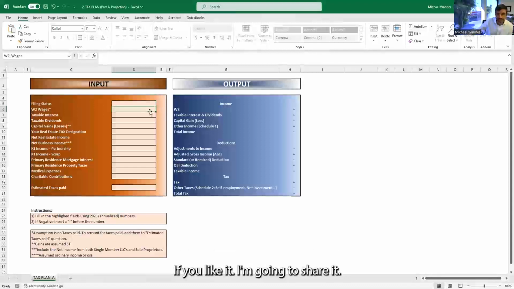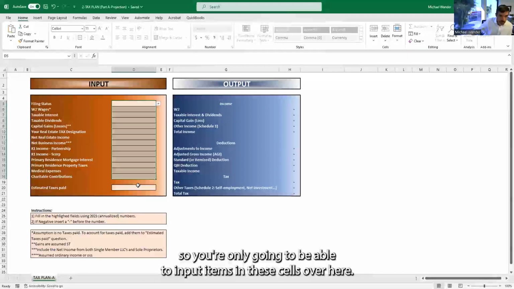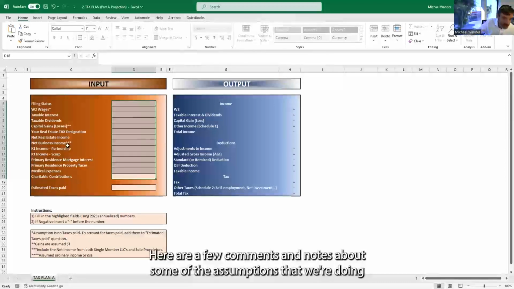If you'd like it, I'm going to share it. There's an input section and there's an output section. So you're only going to be able to input items in these cells over here. Here are a few comments and notes about some of the assumptions that we're making.